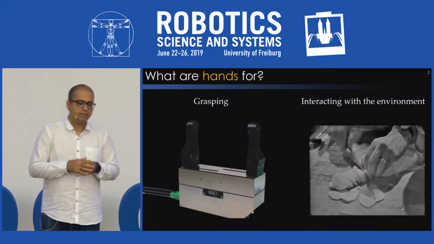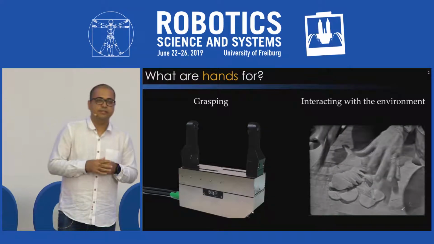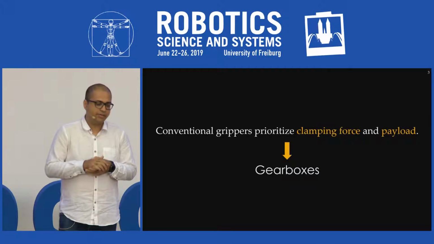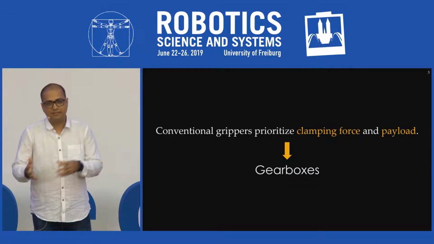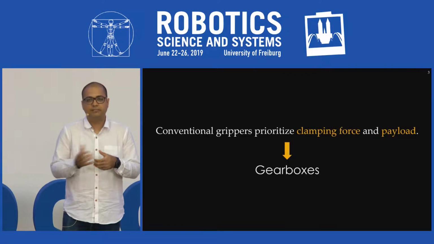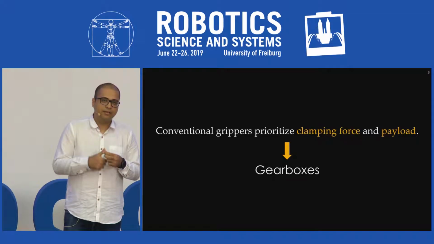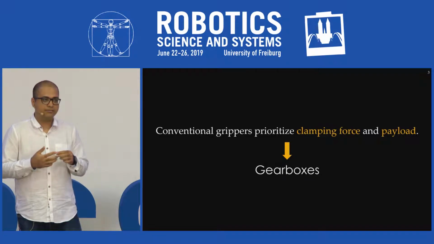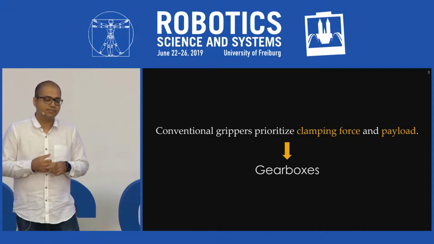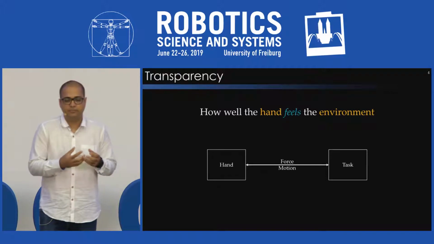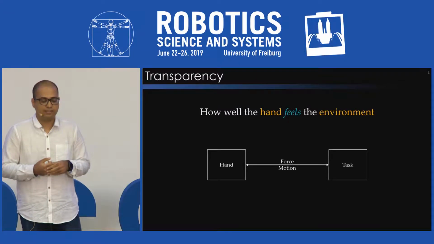For grasping, we normally consider clamping force and payload as a priority. This results in large gearboxes, and therefore we get a torque multiplier, but we also get high reflected inertia, large backlash and friction, and lower speeds. We also lose transparency, which is how well we can transmit force and motion between the hand and the task.